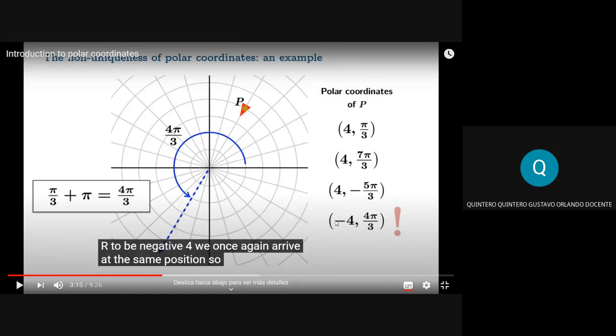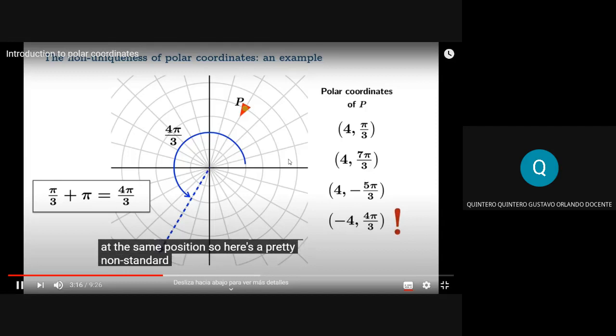But since we are looking at negative 4, we are going to measure it in the opposite direction. So not like this, like this. We are going to back up. So look at this. 1, 2, 3, and 4. Did you see that, guys? Negatives in polar coordinates means we measure backwards. We measure in the opposite direction. So these are perfectly good polar coordinates. They might seem like they're not, but they are.